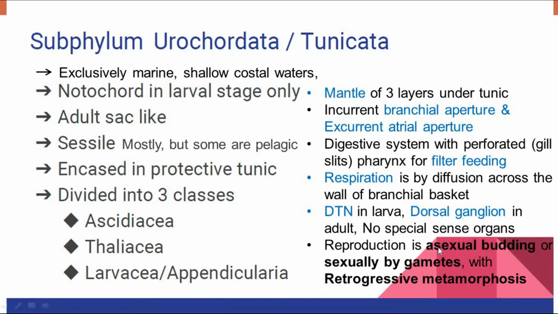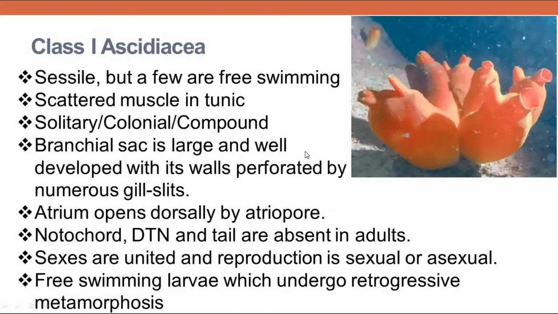Reproduction occurs by asexual budding or sexually by gametes with retrogressive metamorphosis. We will explain what retrogressive metamorphosis is. First, we can go to Class 1 Ascidiacea. Ascidians are sessile, but a few are free swimming. They have scattered muscle in the tunic or the tusk. Mostly they are seen as solitary, but some are colonial and compound. Then the branchial sac or the pharyngeal basket is large and well developed with its walls perforated by numerous gill slits.